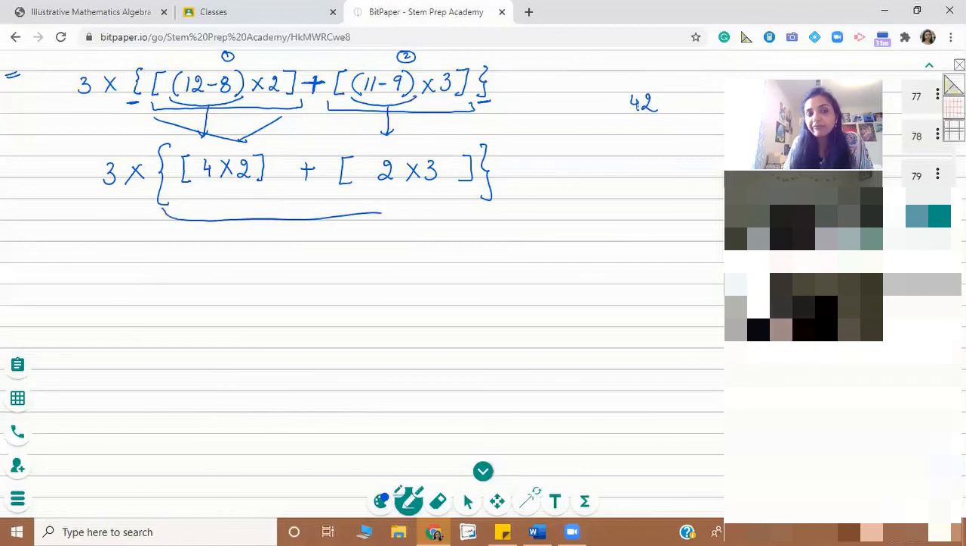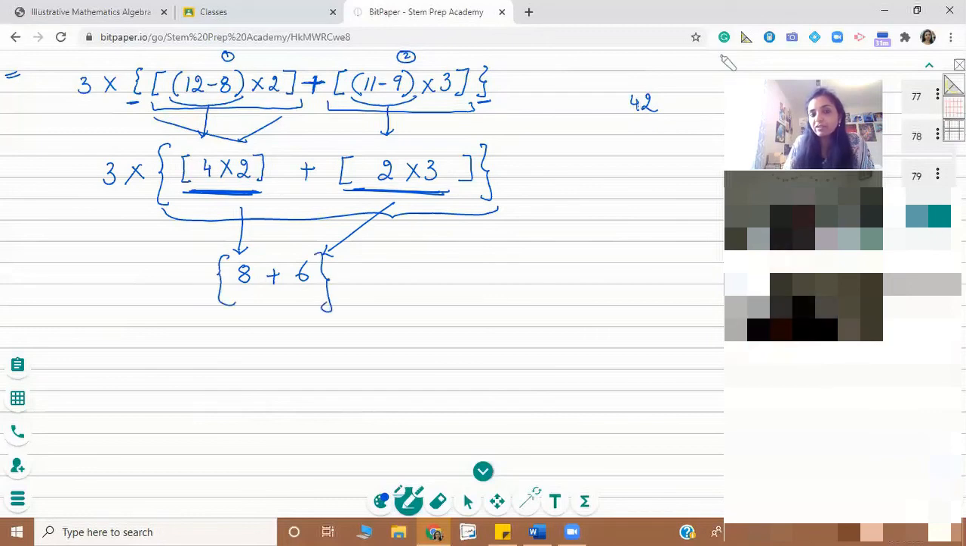Now, what are the innermost brackets? Now, this is my very big bracket as of now. But inside this big bracket, I have got these 2 brackets to be solved. So first I will solve this bracket. I get 8. Then I solve this bracket. I get 6. Add plus sign. And I put my last bracket, which is the curly bracket, outside this times 3. Right? How much is 8 plus 6? 8 plus 6 is 14 times 3 equals 42. So this is how you have got the answer.